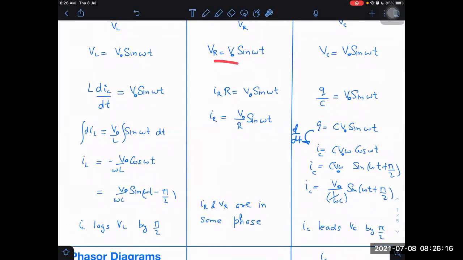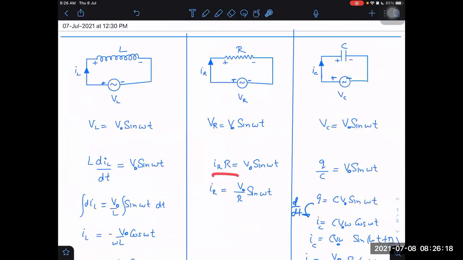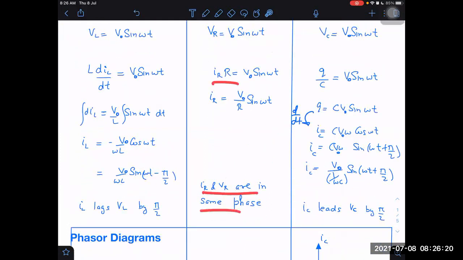When we are not differentiating in case of resistance, it is just IR into R. Then we simply say IR and VR are in the same phase. No phase change. So this is important for you.